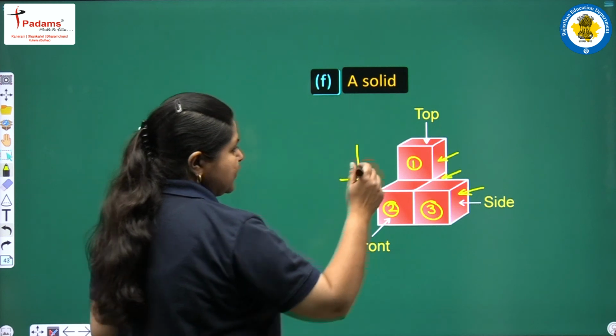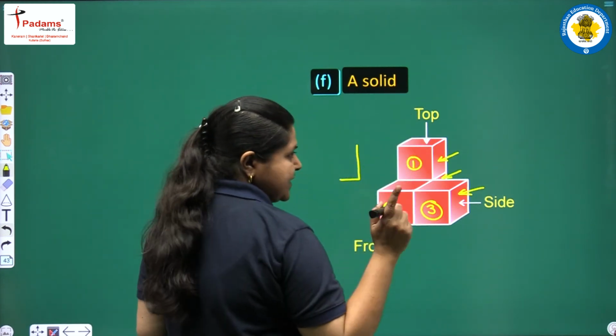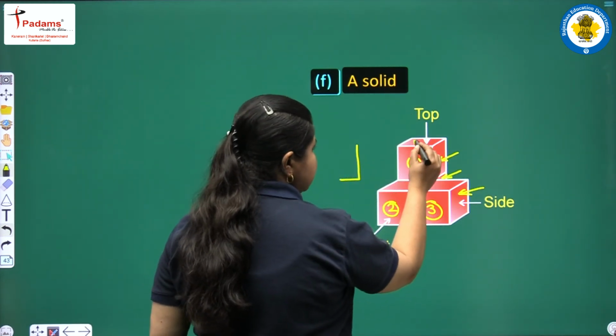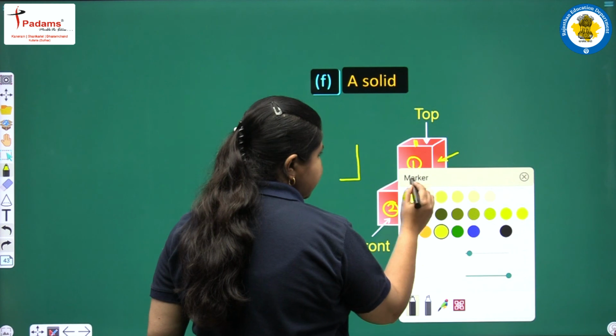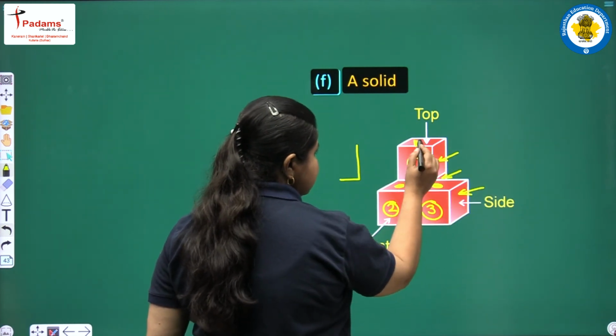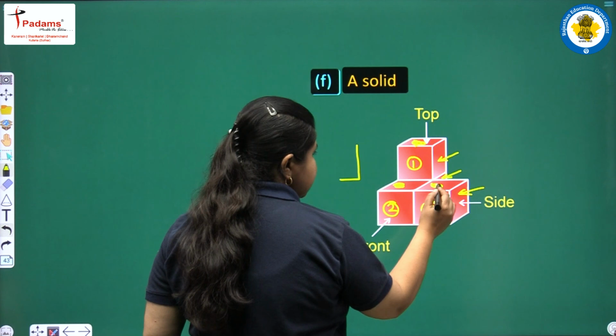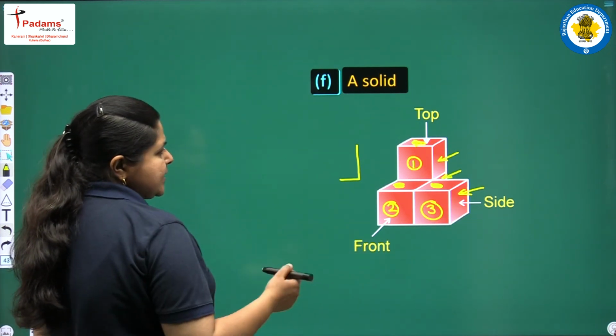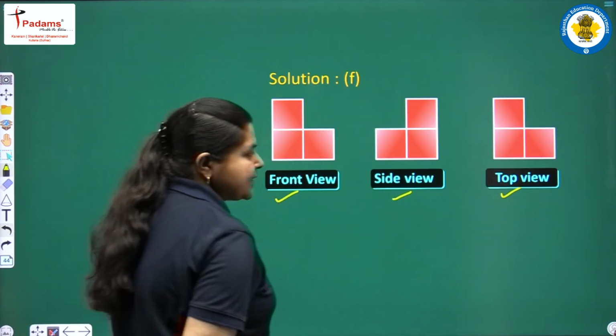Next we see the top view. If you look from the top, which faces will be visible? This one will be the first one, this one will be the second one, this one and this one will be the third one. So in this way you will be able to see these 3 faces, and so this is the top view of this object.